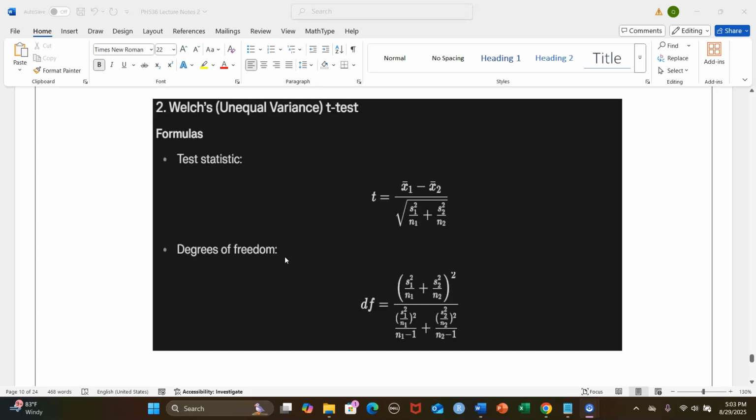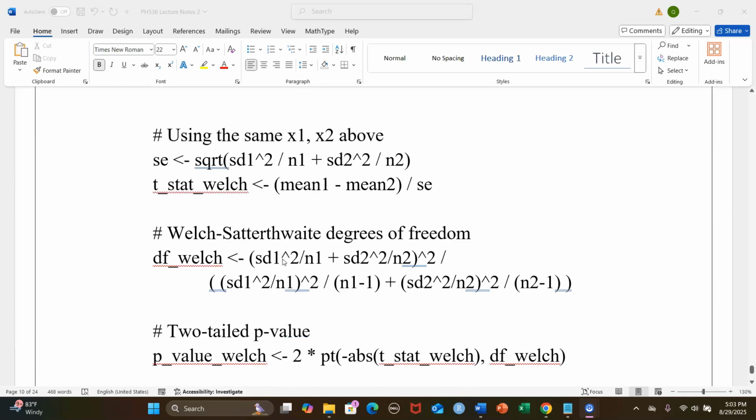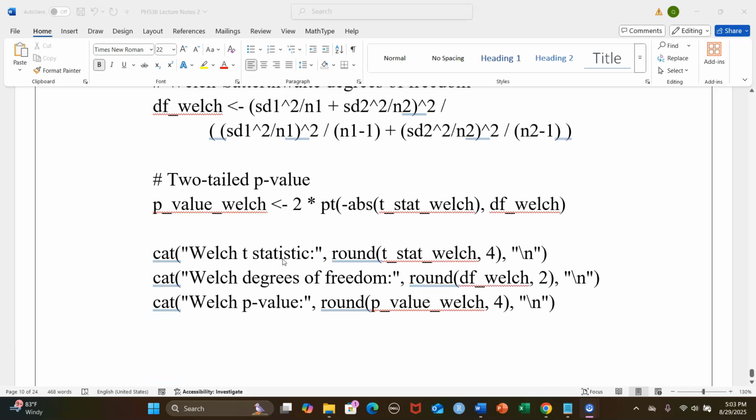And if you want to do the unequal variance t-test called the Welch test, then the formula is t equal to x1 bar minus x2 bar divided by the square root of s1 squared divided by n1 plus s2 squared divided by n2. And degree of freedom is a little bit tricky. You get df equal to this pretty complicated formula. But using the same data, you can calculate the standard error, and then you calculate the Welch t-statistic, and then the degree of freedom, and then the p-value, and you can print out the test statistic, the degree of freedom, and the p-value.